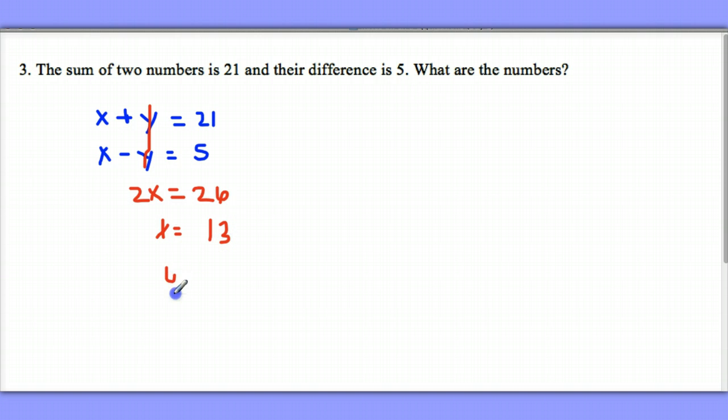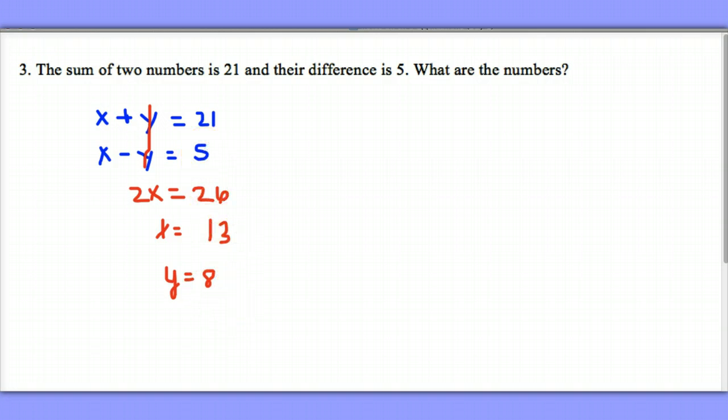And if x is 13, substituting that back in to either of the equations, I'll substitute it in this one. 13 plus something gives me 21, and that something would be 8. And notice if I take x minus y, 13 minus 8, I do get 5.